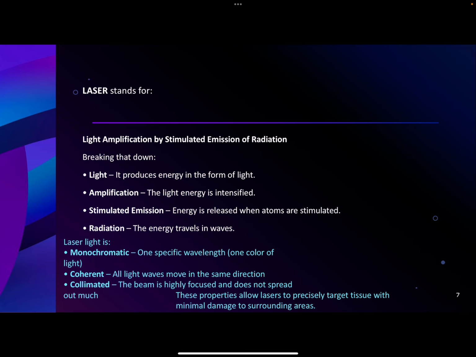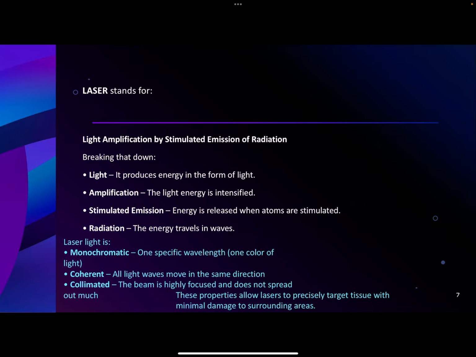So what does laser stand for? Laser stands for light amplification by stimulated emission of radiation. So we're going to break that down. Light: it produces energy in the form of light. Amplification: the light energy is intensified. Stimulated emission means the energy is released when atoms are stimulated. And then radiation: the energy travels in waves.